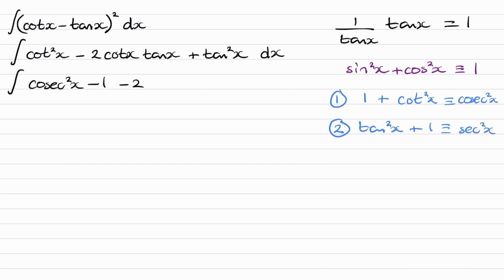And then using that identity, we can change tan squared x into sec squared x, bring the 1 over, sec squared x minus 1. I'll add that on at the end. Sec squared x minus 1. And just tidy this up.